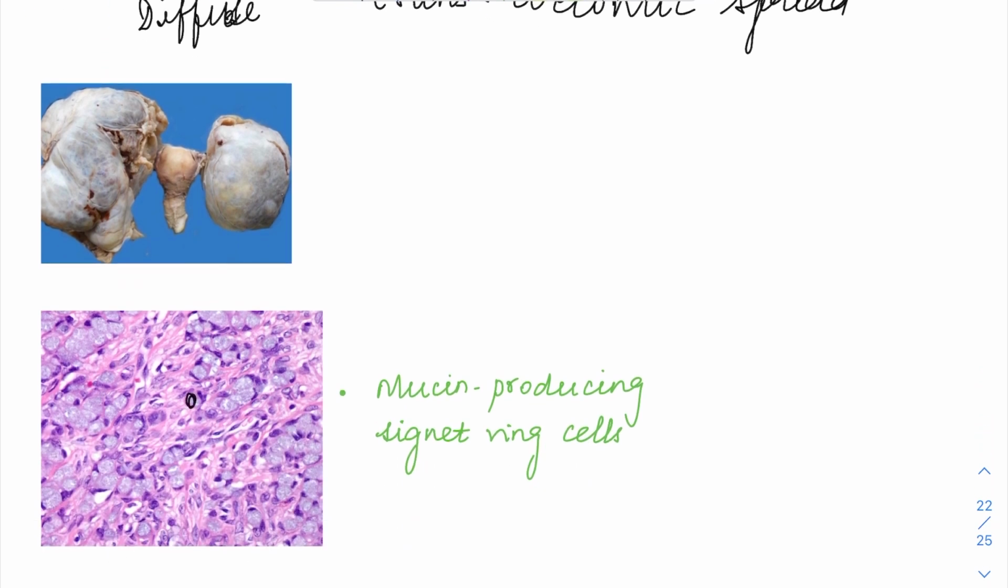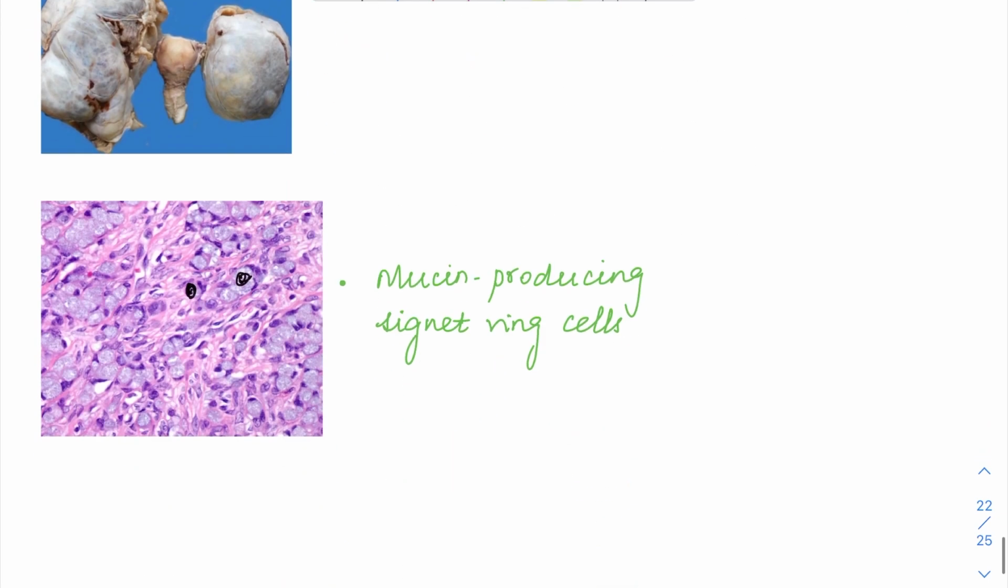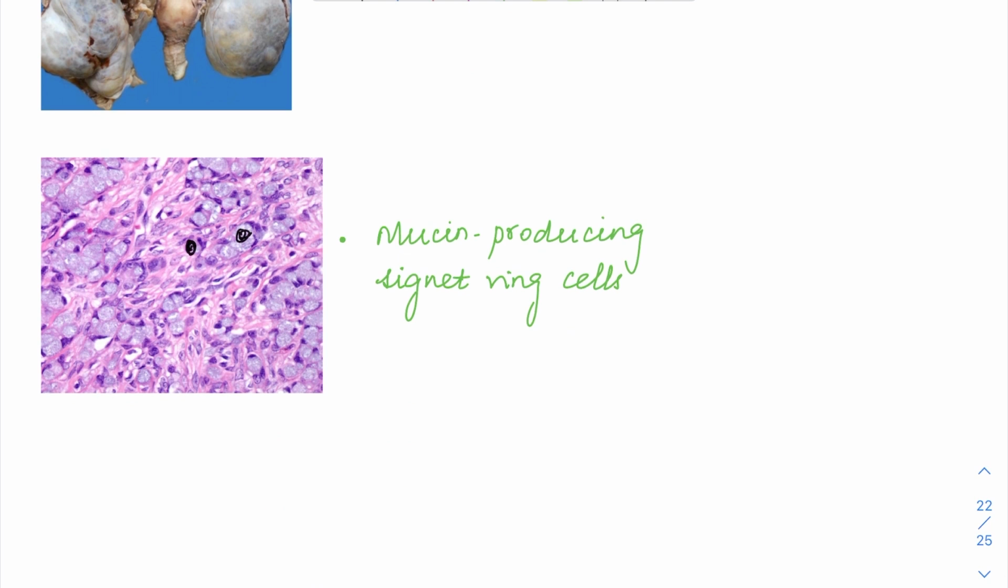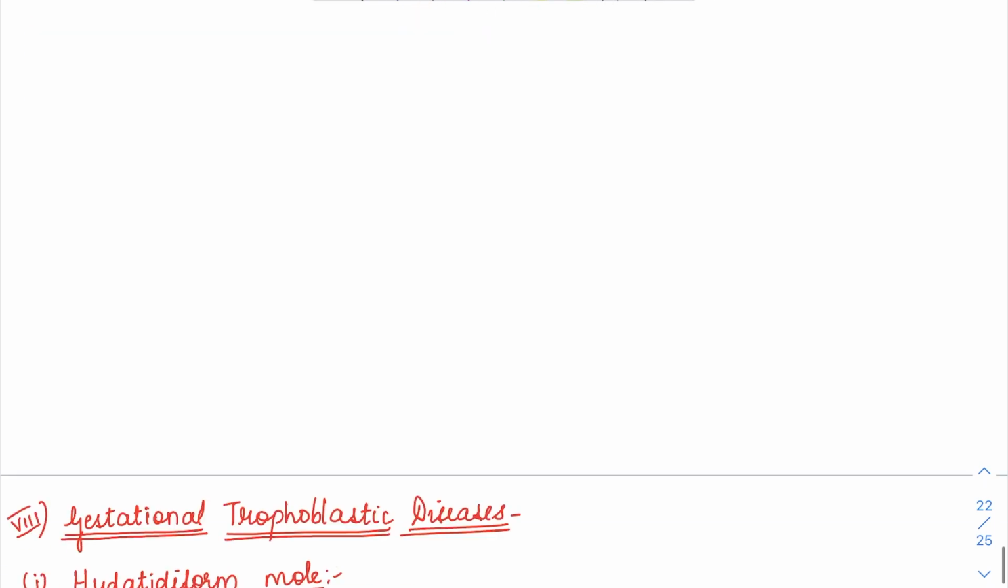In the signet ring, there is going to be intracellular mucin, which pushes the nucleus to the periphery like a signet ring. Okay. So, all of these tumors can metastasize to the ovary, involving both the ovaries via transcoelomic spread. This results in the tumor in the ovary, which is arranged as single cells, discohesive single cells, or even in sheets. So, this kind of tumor is termed as Krukenberg's tumor.